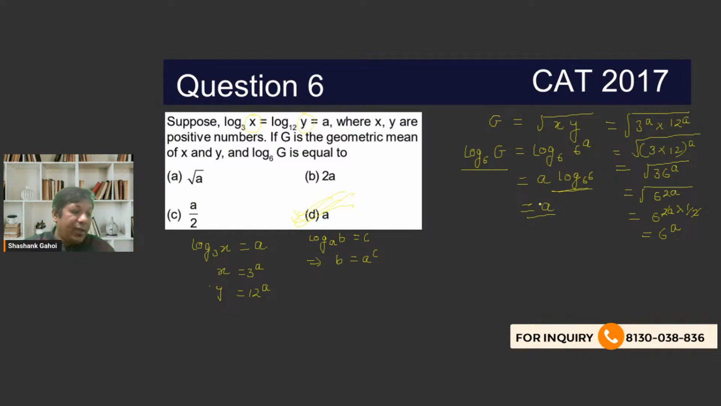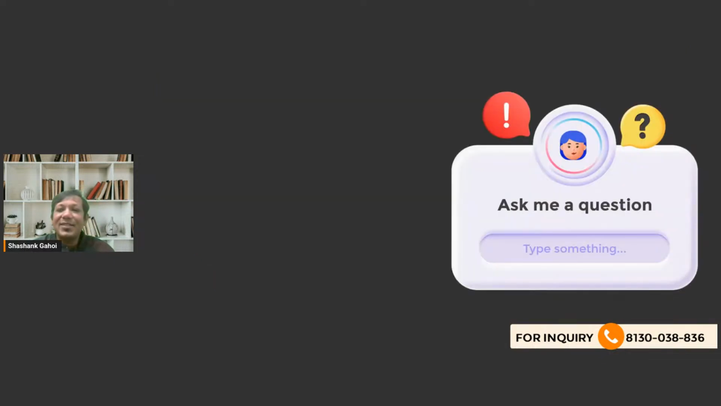So whenever we get these kinds of questions in log, we can solve them. No question is actually very difficult. If you grasp the basic concept and the basic formula of log, all the questions of log are going to be extremely easy for you. And with this, we conclude this session. If anyone has any doubts, you can ask.